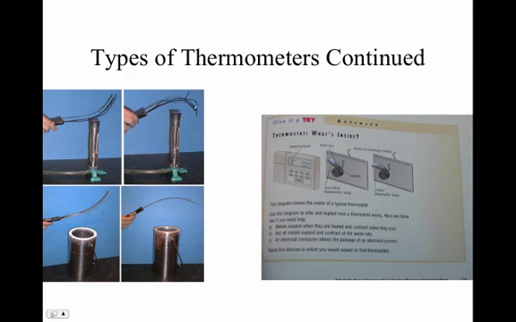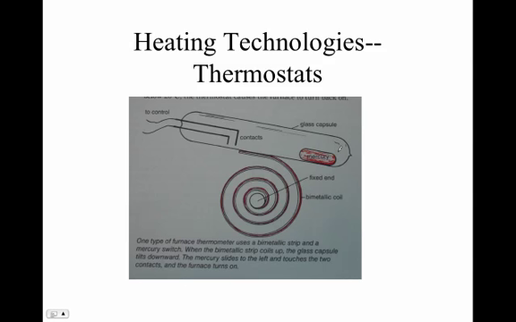And on the inside would be a different metal, aluminum maybe. So we use bimetallic strips in lots of places, and one of them is inside a thermostat. So let's look at how a thermostat works. Here's our bimetallic coil.